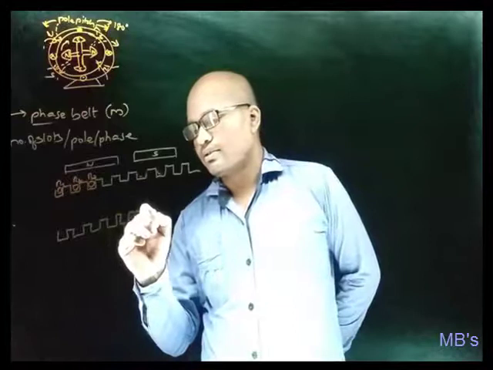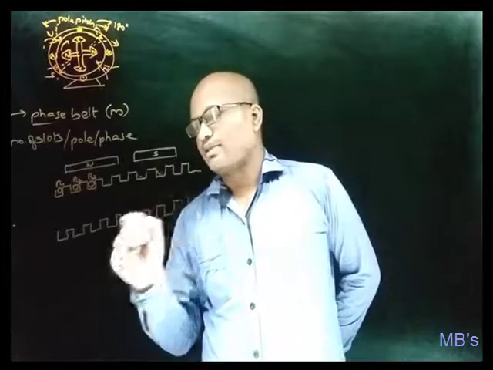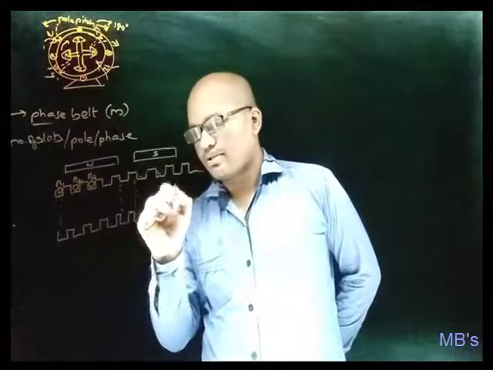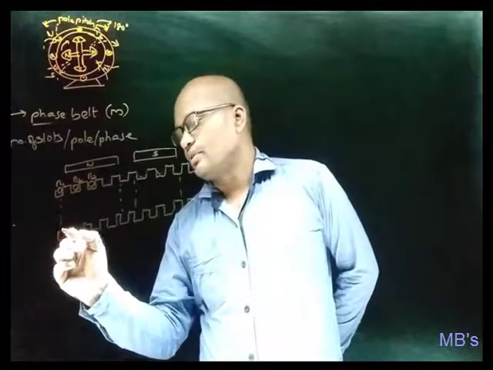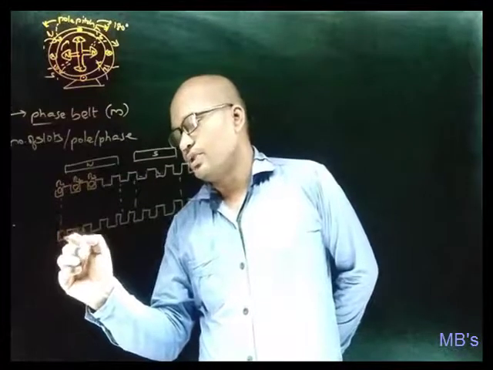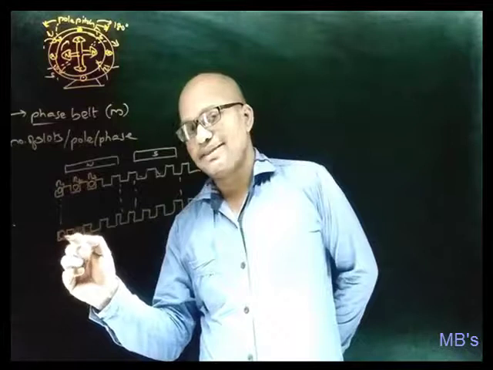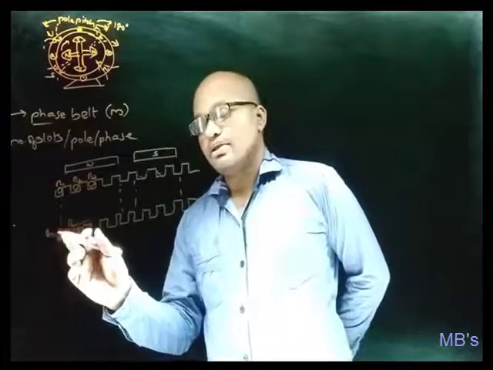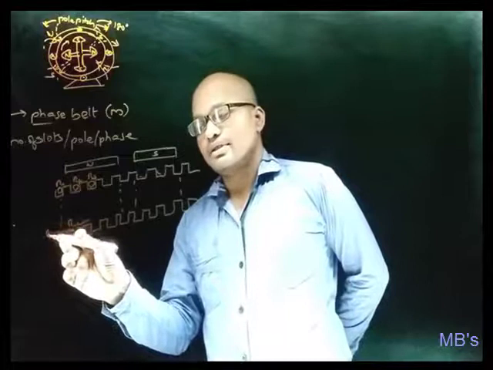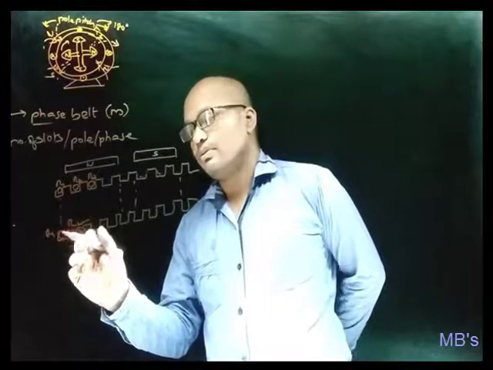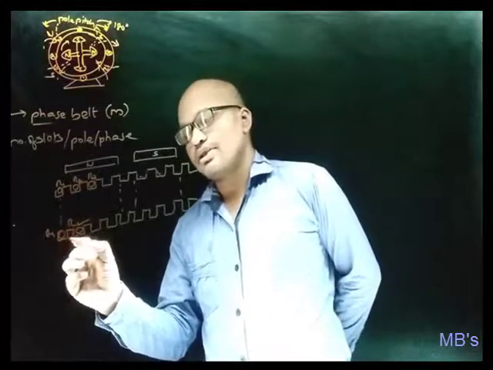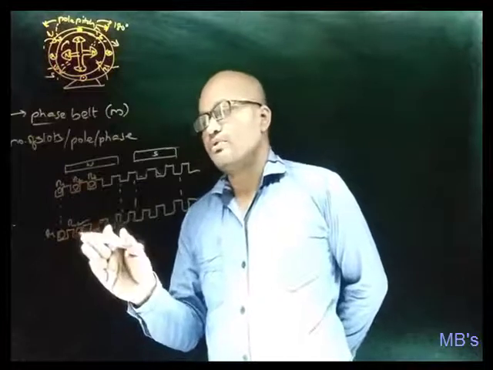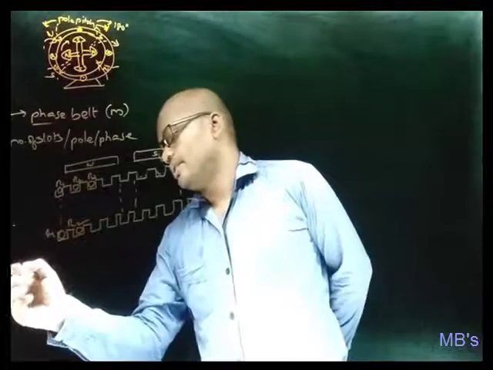Suppose this is another stator slot, and these slots are under the influence of the North Pole and these slots are under the influence of the South Pole. If suppose R-phase conductors are distributed only in 2 adjacent slots, then M is defined as 2, because the R phase is distributed only in 2 slots. So here the number of slots per pole per phase is only 2. So here M is said to be 2.